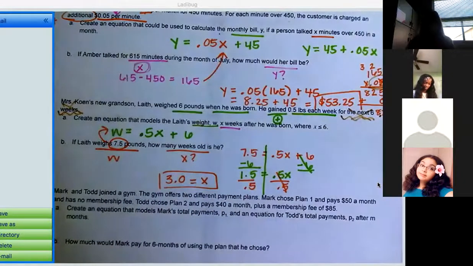So how old is Lath if he's 7.5 pounds? 3 weeks. Were you about to say 3 days? If that baby gained 1.5 pounds in a day, that is wild.